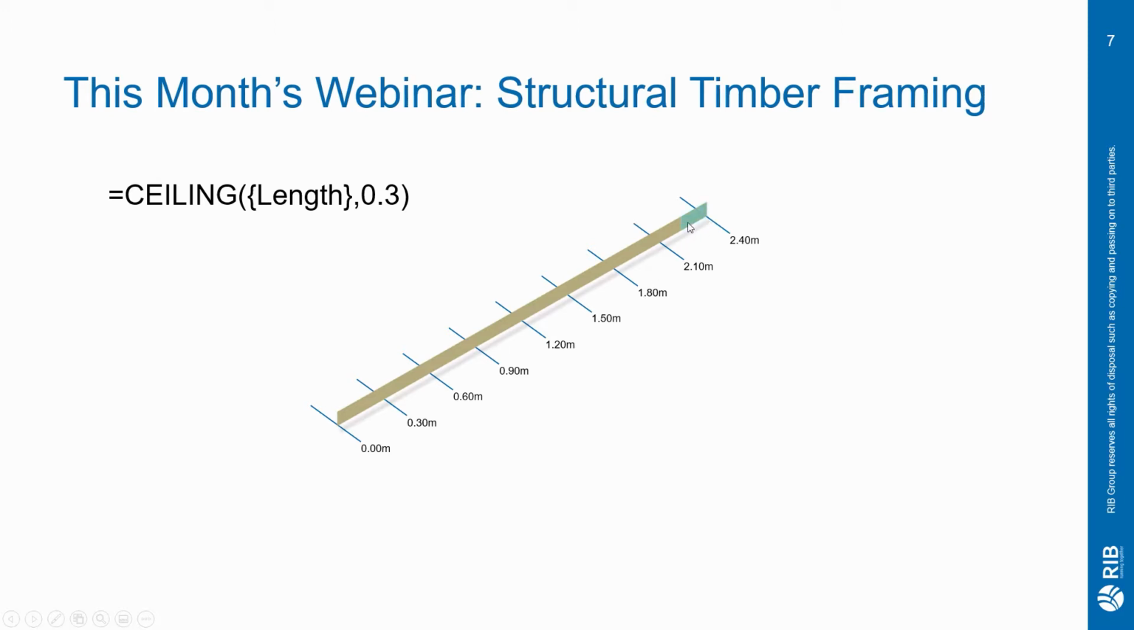It rounds up the length here of 2.2, whatever it might be, to the nearest multiple of 300, which in this case would be 2.4. So what that allows us to say is that we need to buy a 2.4 metre length of timber, which we'll cut on site, and the cut length will be 2.2 that's installed, and there'll be a small proportion of waste.